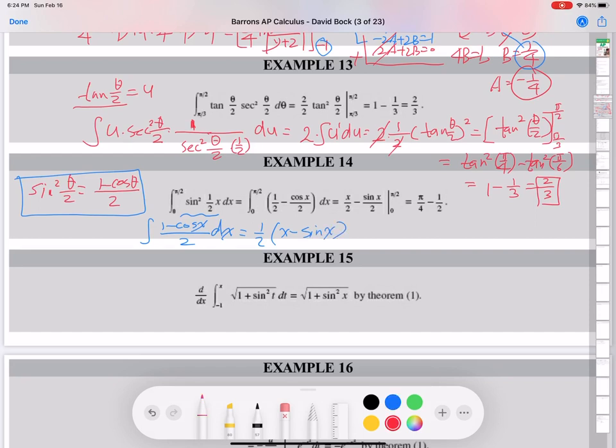What are the two numbers? Upper limit, lower limit. Pi over 2 is the upper limit. The lower limit is 0. Plug in pi over 2 first. 1/2 times pi over 2 minus sine pi over 2, which is 1. And then minus, plug in 0. 1/2 times 0 minus sine 0 is 0. This whole thing is going to be 0. So what is the answer? Pi over 4 minus 1 over 2. This is the final answer.